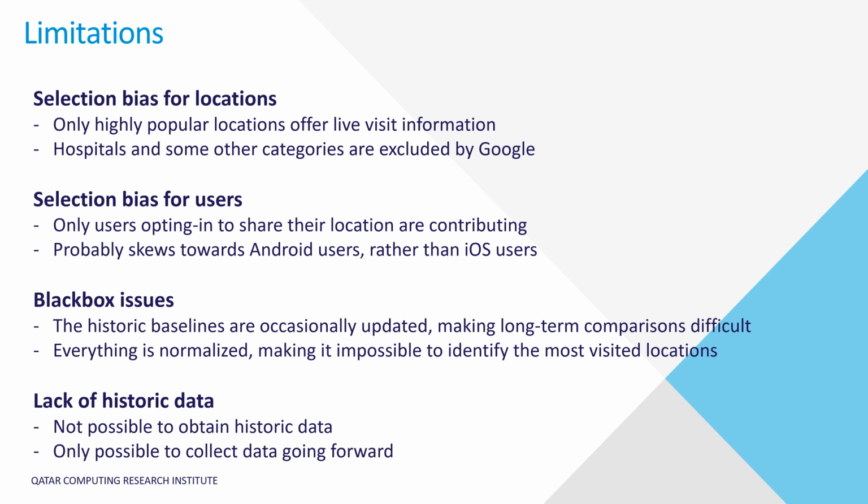Another bias is that certain categories are excluded. In particular, hospitals, where having visit information might again be too sensitive. And so for those, Google does not report visit information. Then there's another bias on the users who opt in to share their location, right?